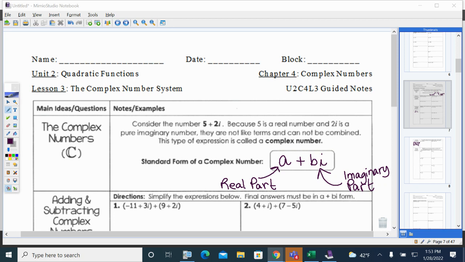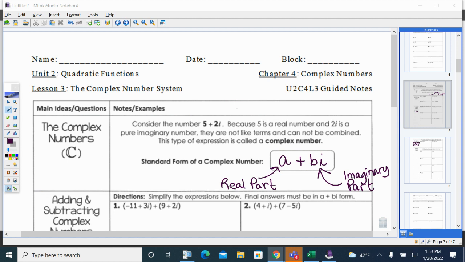This video is on Unit 2, Chapter 4 on complex numbers, Lesson number 3, the complex number system. So this is a new system that we haven't talked about yet. You haven't learned about the complex number system yet. The complex number system includes all of your real numbers plus your pure imaginary numbers.